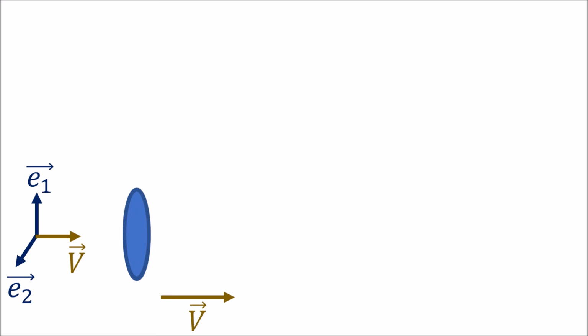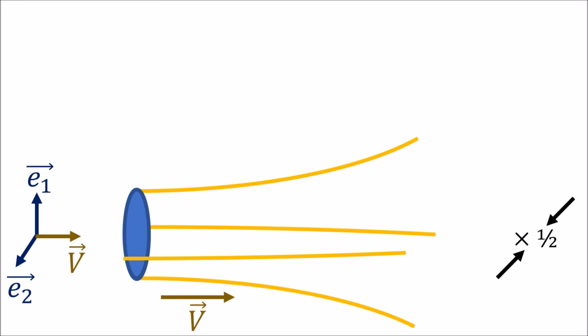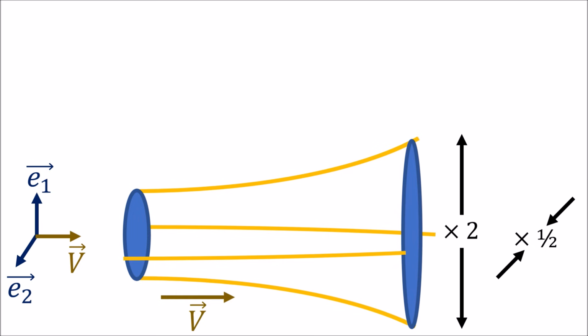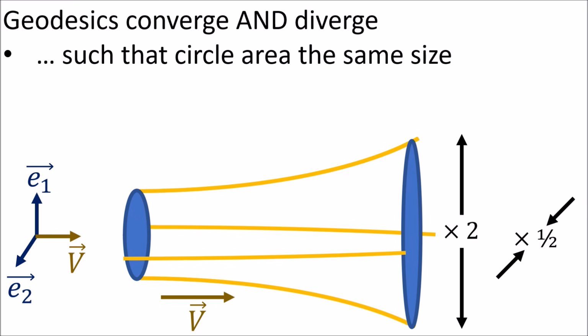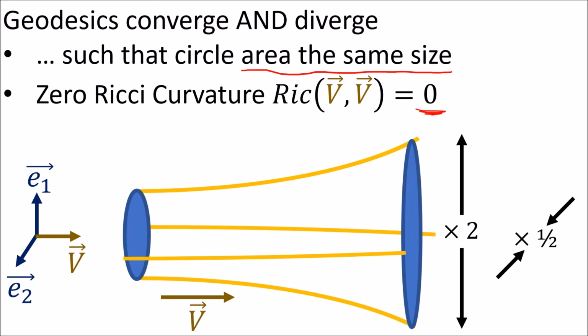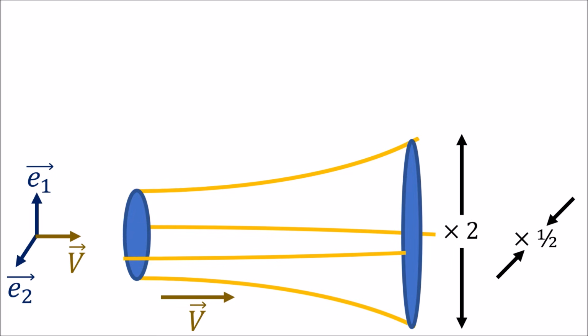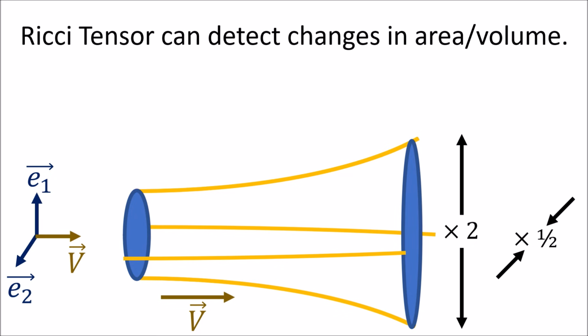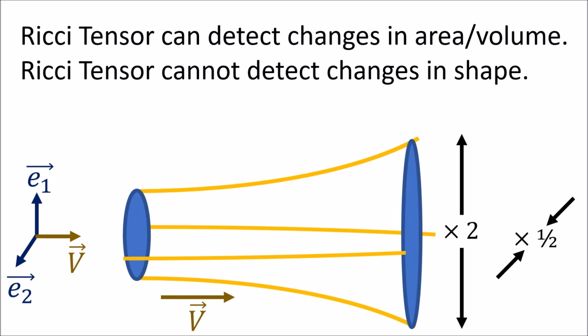Now, something to keep in mind, we might run into a case where some geodesics converge, but other geodesics diverge. And the circle will get squashed smaller in one direction, but stretched bigger in another direction. But overall, the area will stay the same. In this case, the Ricci curvature in the direction of v is also 0, because the area of the circle has not changed. The Ricci tensor can only detect changes in area or volume. It cannot detect changes in shape.